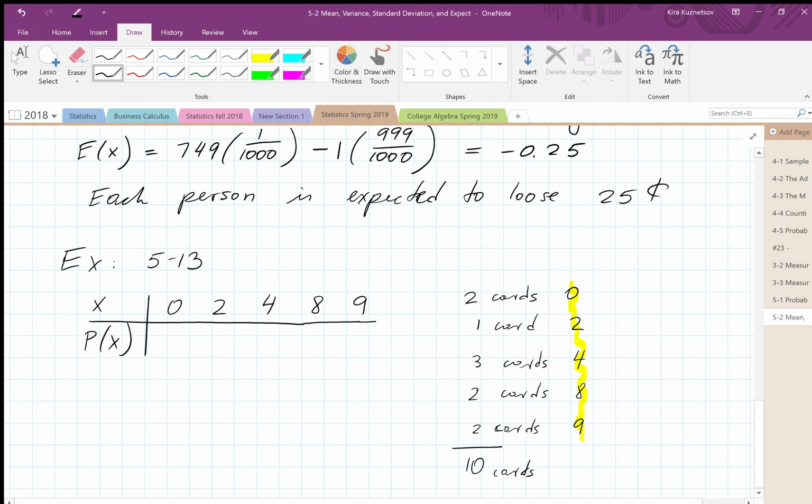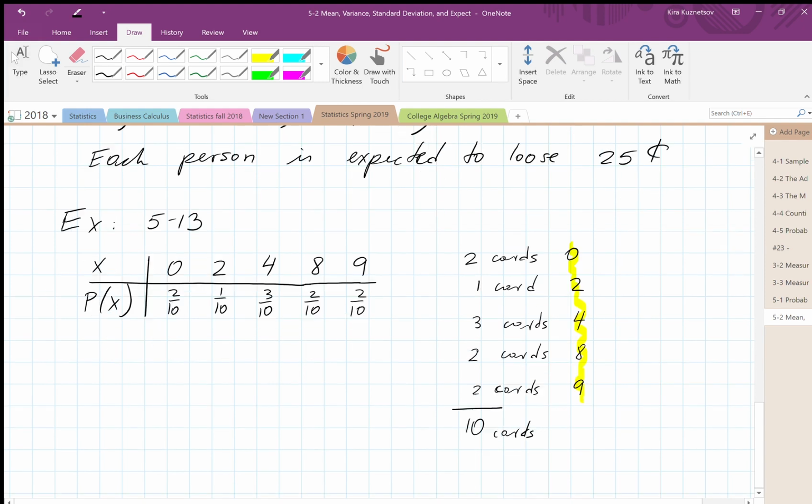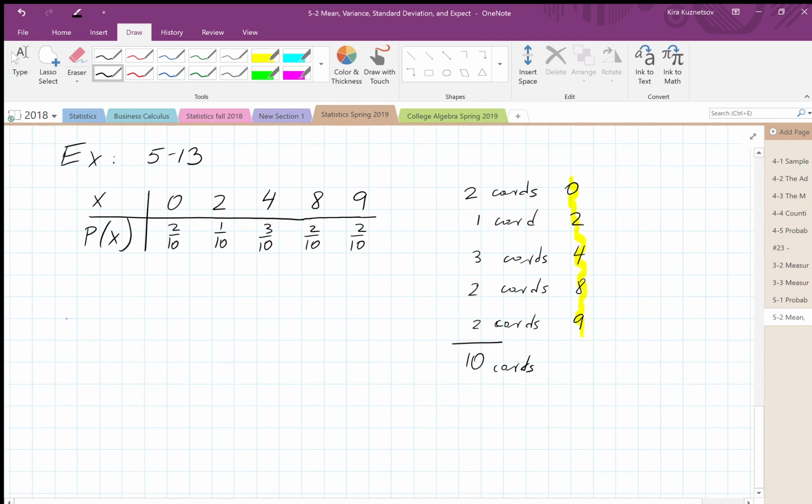So the probability of getting a 0 is 2 out of 10. The probability of getting a 2 is 1 out of 10. The probability of getting a 4 is 3 out of 10. This is basic probability out of 4-1. The probability of getting an 8 is 2 out of 10, and the probability of 9 is 2 out of 10. Notice it does add up to a 1. Perfectly good answer.